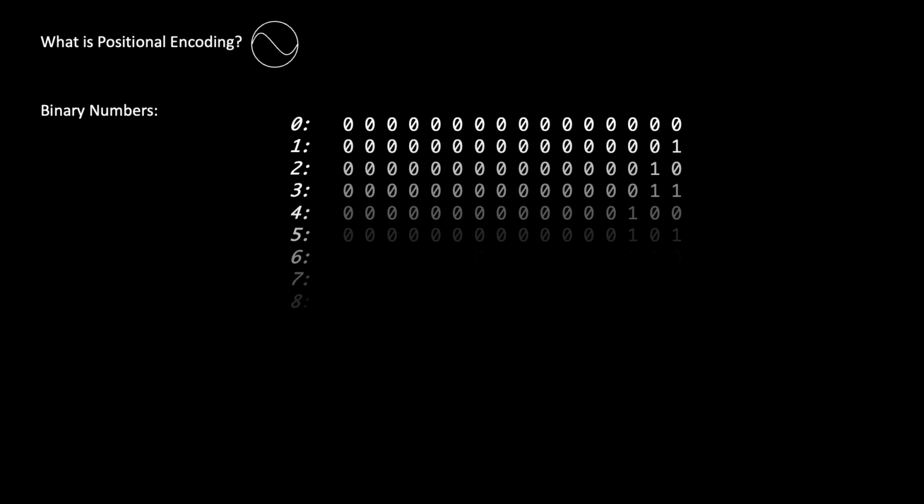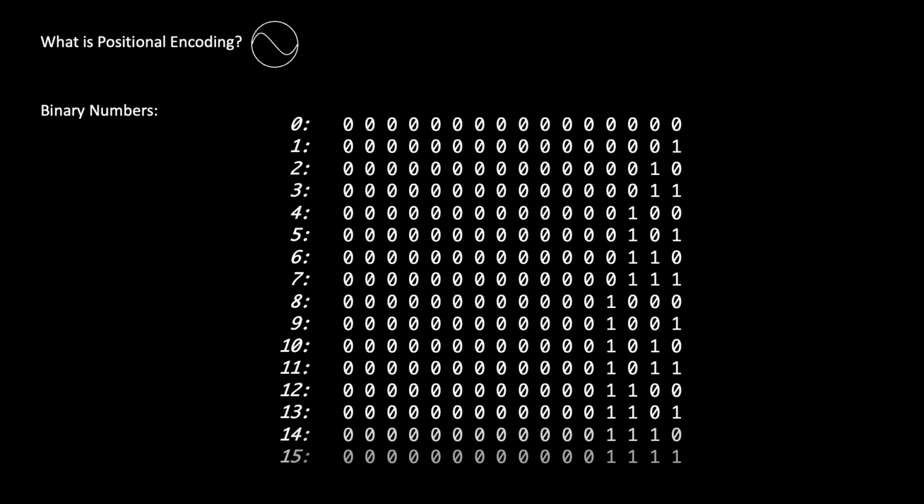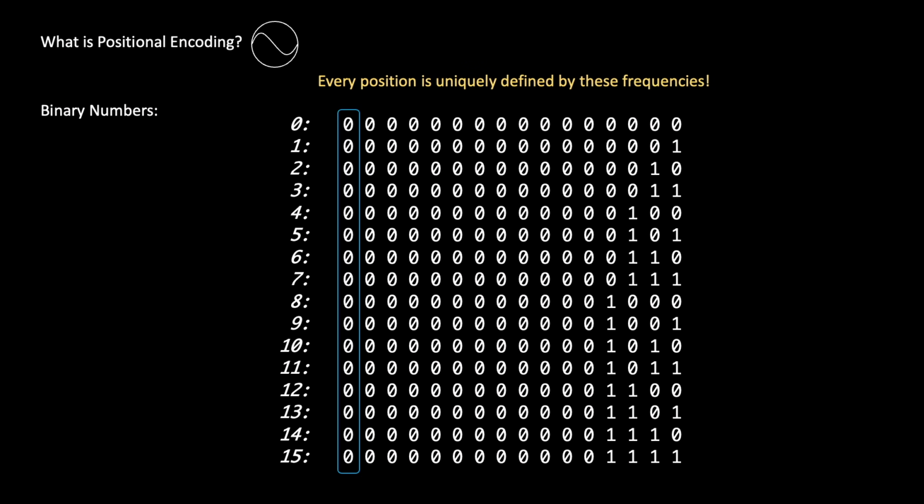To grasp the concept, let's first look at how binary numbers are represented. Notice the pattern. The least significant bit flips every single step. The second bit flips every 2 steps, the third every 4, and so on. This means that for any given integer, its specific value is uniquely defined by these varying frequencies. While binary provides a unique signature for each position, it is a discrete and jumpy representation. It doesn't scale efficiently to very long sequences, and it makes it difficult for the model to learn the relative distance between words. We need something continuous.